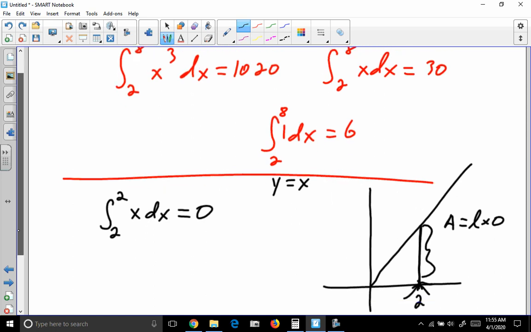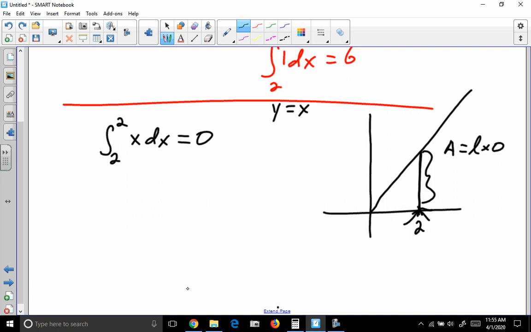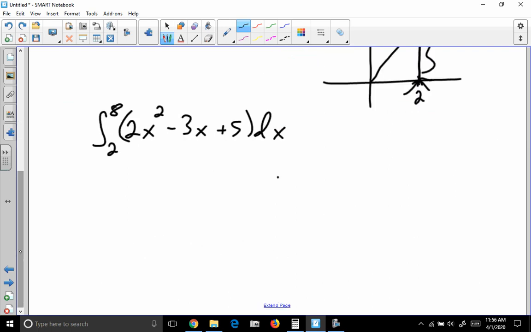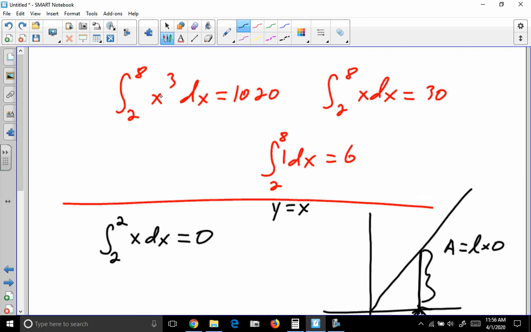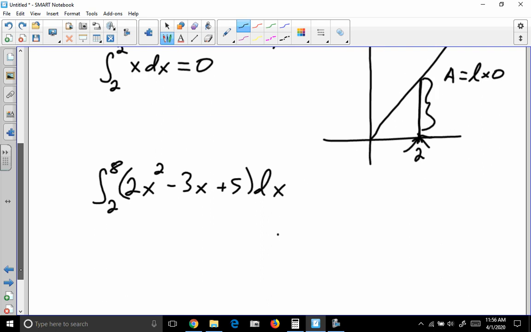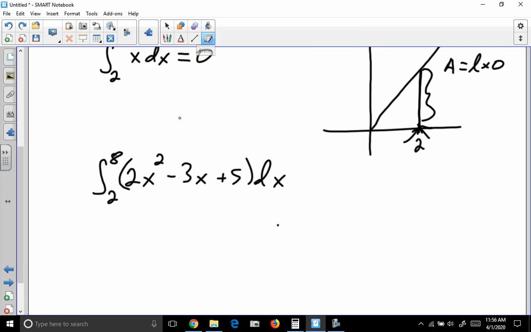Alright, so let's do another one. Let's do, what if we want the area from 2 to 8 of 2x squared minus 3x plus 5? Well, we were given the value for x cubed, so I thought we had an x squared, so we don't. So let's change that to an x cubed.